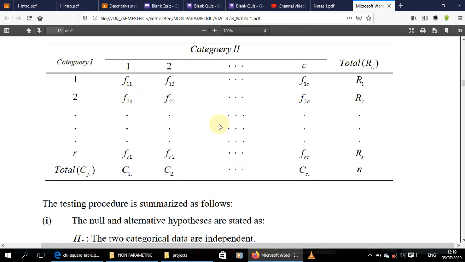Remember that for category 1 and category 2, you find the totals. This will be the total frequencies for each of the columns, and the total frequencies for each of the rows will be displayed here. And then n is here, and that will be the sum. When you sum this and sum that, it should give you the same thing.